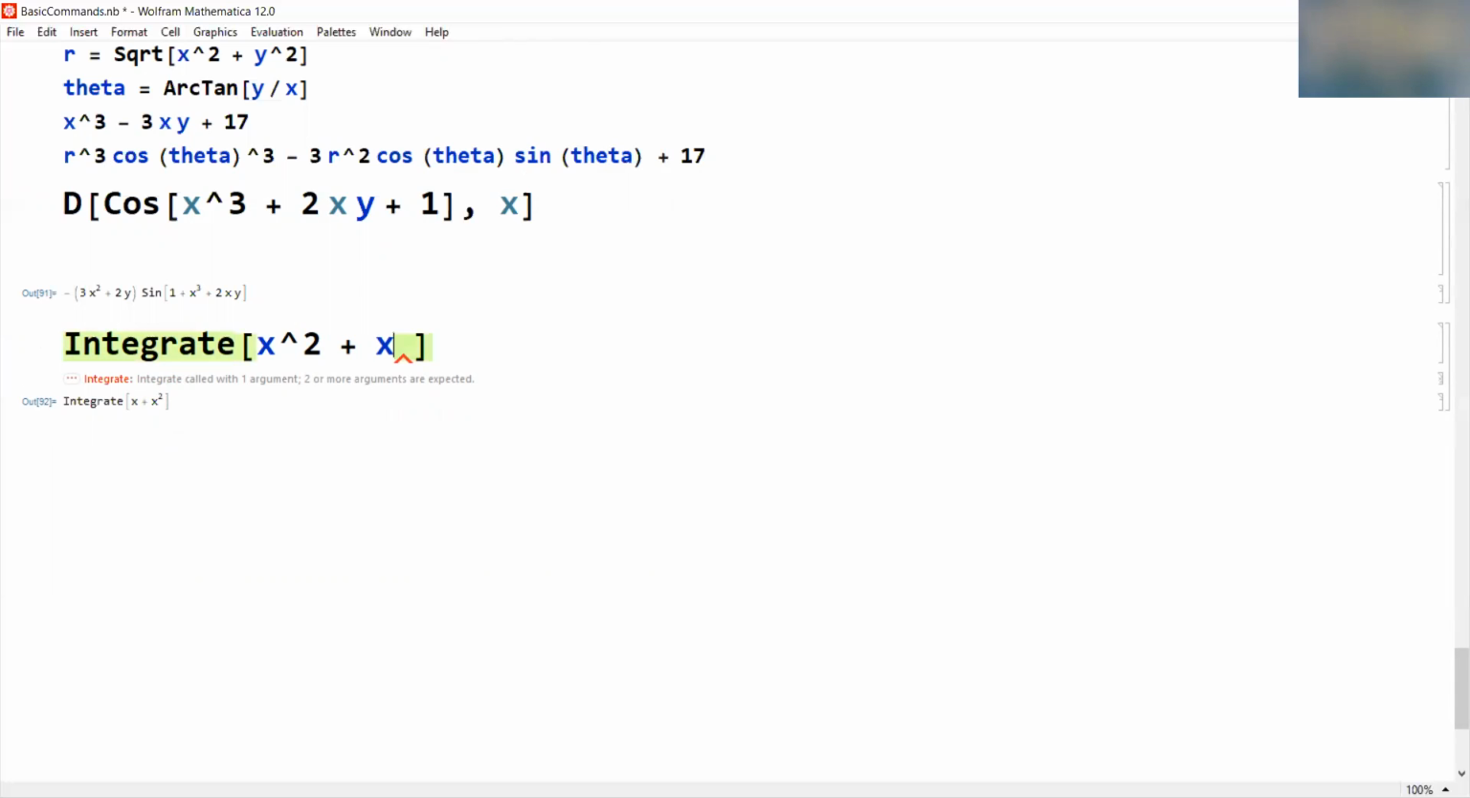But what if I gave you this function? What's the issue now? With respect to what, right? We want to be very respectful.